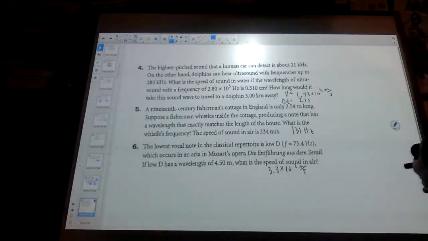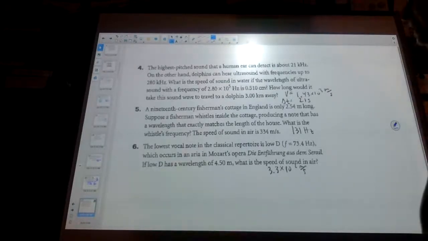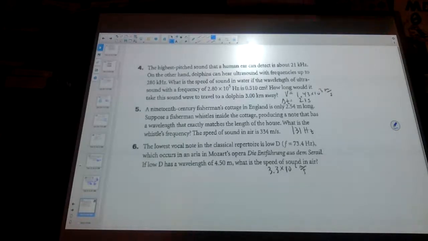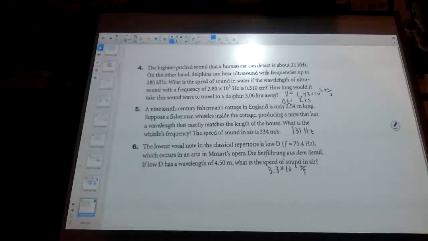The highest pitch sound that a human ear can detect is about 21,000 hertz, and we'll talk about how that changes. On the other hand, dolphins can hear ultrasound with frequencies up to 280 kilohertz. What is the speed of sound in water if the wavelength of ultrasound with a frequency of 2.8 times 10 to the fifth hertz is 0.51 centimeters? How long would it take this sound wave to travel to a dolphin 3 kilometers away?